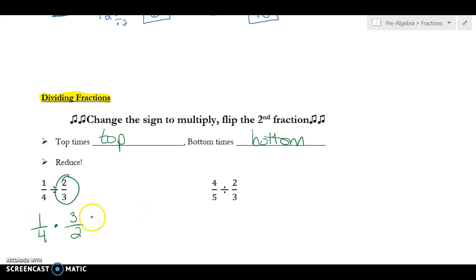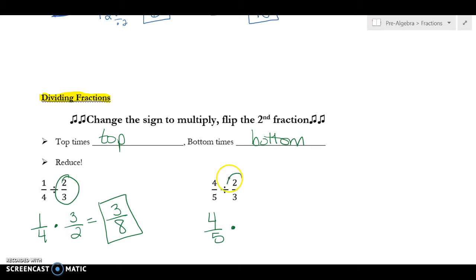So now I have a multiplication problem like we were doing earlier. 1 times 3 is 3, and 4 times 2 is 8. There's not a number that goes into both 3 and 8, so we're done. All right, let's look at this next one on the right.